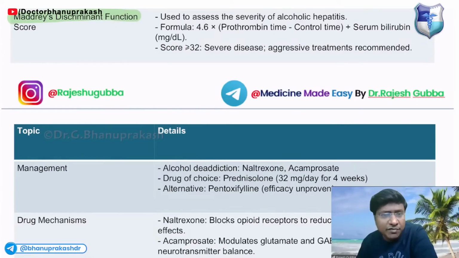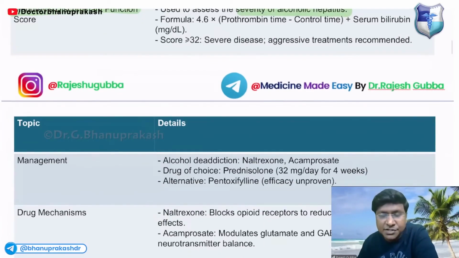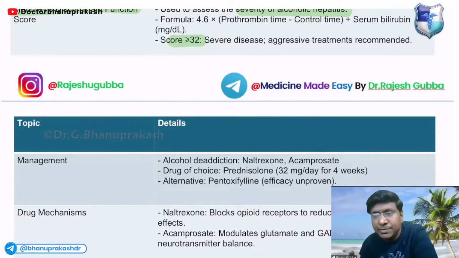Now, what is the role of Maddrey's discriminant function score? Again, the same thing. This will also tell you about the severity of the alcoholic hepatitis. When should you start the treatment according to it? If the score of the individual is more than 32, that is the point when you need to give steroids. So, according to the MELD score, it should be more than 21 to start the steroids. According to the Glasgow score, it should be more than 9. According to Maddrey's discriminant function score, it should be more than 32.